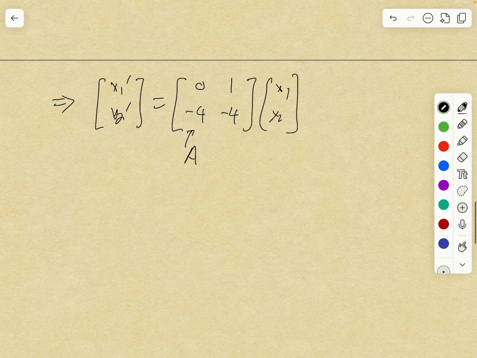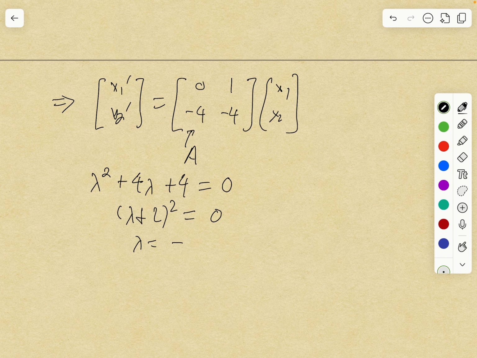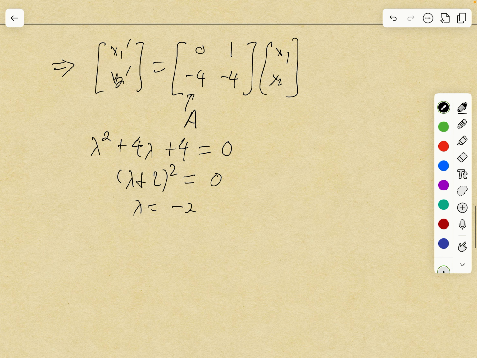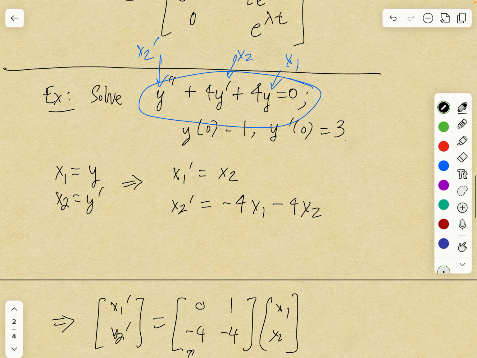And here the characteristic polynomial is lambda squared plus 4 lambda plus 4 equals 0. So this is the characteristic equation that you get when you use e to the rt, right? You get r squared plus 4r plus 4. And this factors as (lambda plus 2) squared equals 0, so then lambda is negative 2. So you get one eigenvalue, it's a repeated eigenvalue.